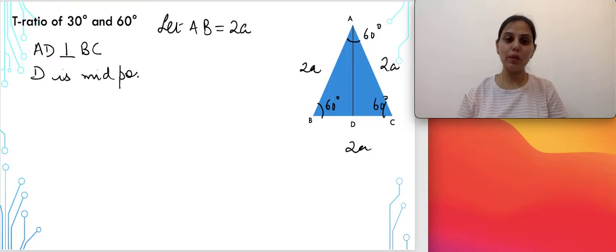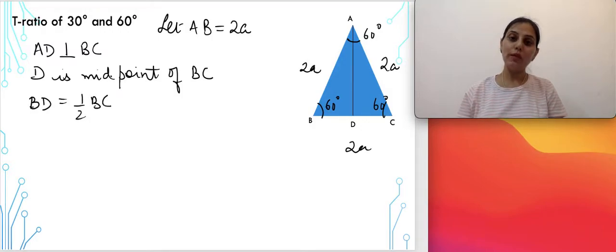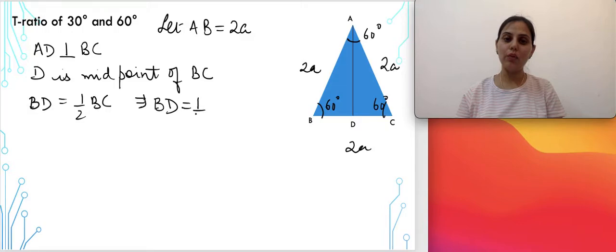This property you have been doing in the junior classes also. So that means in this case we can write that BD will be equal to half of BC. Since we have taken an equilateral triangle, every side is 2A, so that means the value of BD will be equal to half of 2A, or this will be equal to A. I hope till here it is clear.